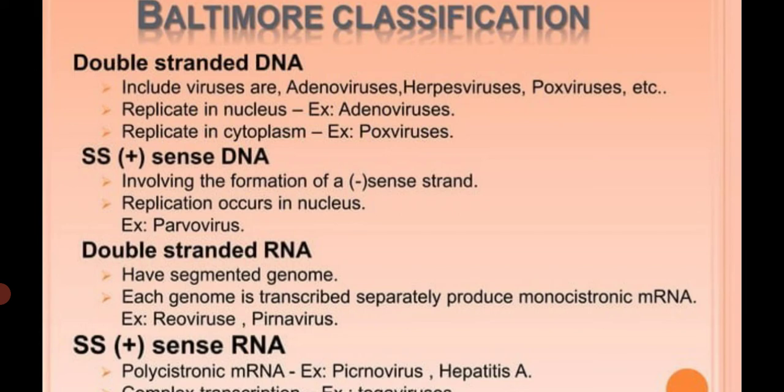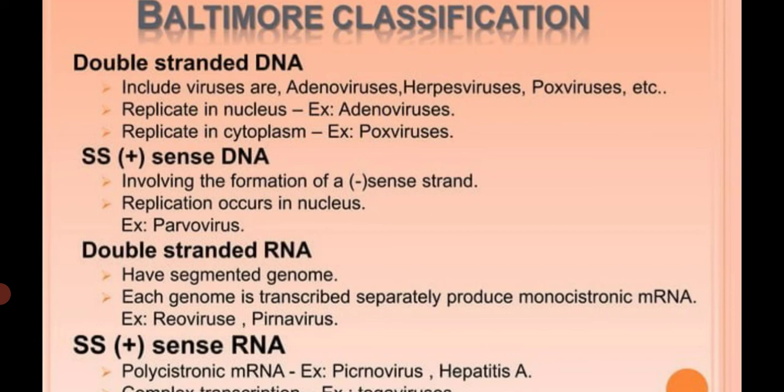Second group, single stranded positive sense DNA. The single stranded positive sense DNA viruses firstly form a negative sense strand and their replication occurs in a nucleus, for example parvoviruses, and this is an exception to the rule of DNA. We know that all DNA has a double strand, but the genetic material of some viruses is a single stranded DNA, example parvoviruses.